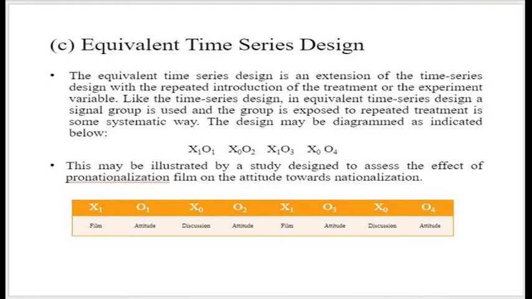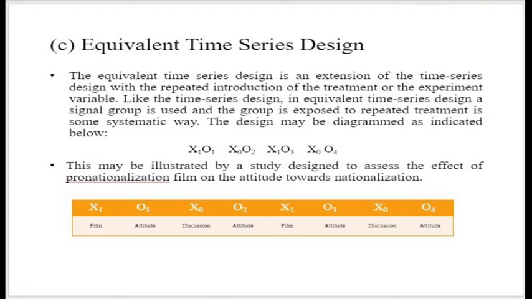Equivalent time series design. The equivalent time series design is an extension of the time series design, with the repeated introduction of the measurement or the experimental variable, like the time series design. In the equivalent time series design, a single group is used and the group is exposed to repeated treatment in some systematic way. The design may be diagrammed as indicated below: X1, observation 1, X0, observation 2, X1, observation 3, X0, and observation 4.